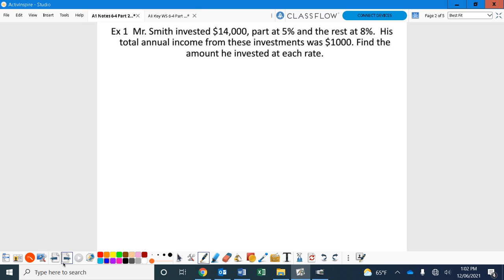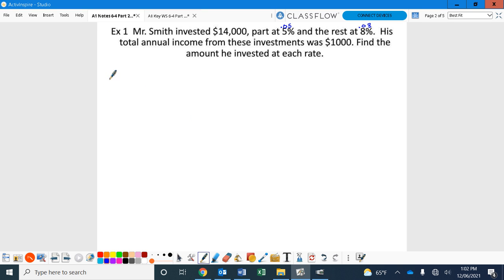But before we even read the rest of the problem, guys, what is 5% as a decimal? Point what? 0.05. And what is 8% as a decimal? 0.08. Okay? Just so we know this, what would 15% be as a decimal? 0.15. We're good on converting to a decimal. The rest of it says his total annual income from these investments was $1,000. Find the amount he invested at each rate.